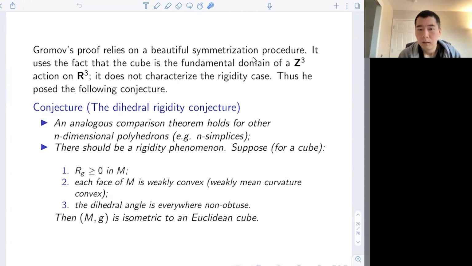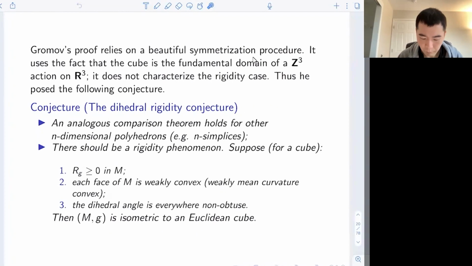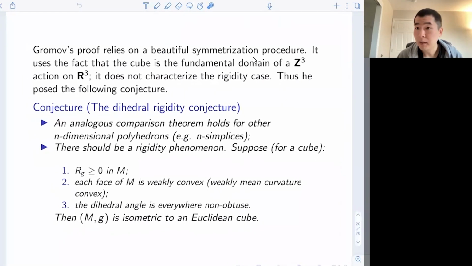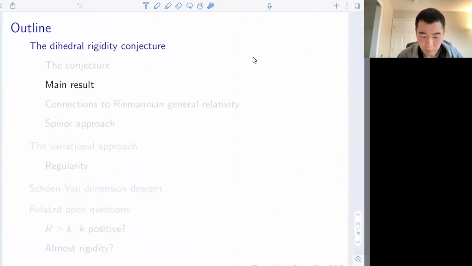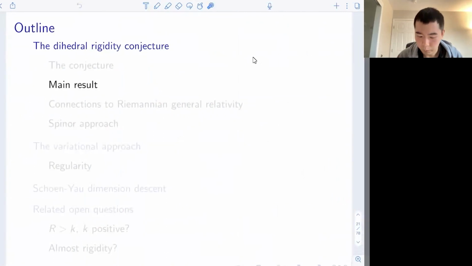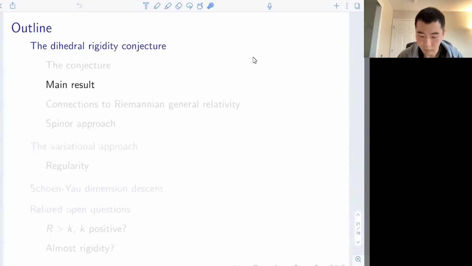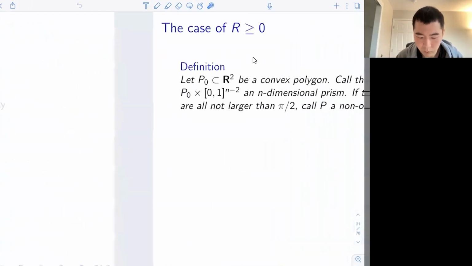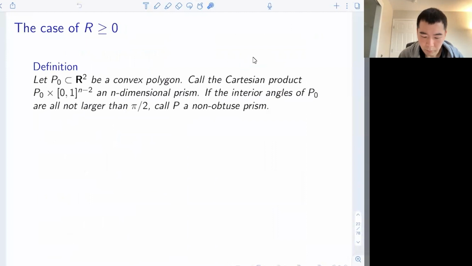Okay, then of course you can also formulate this rigidity conjecture for other polyhedral types like a prism or a simplex. Okay. All right, so this is basically the theorem that we will talk about in this lecture. So let me maybe tell a little bit about what people know at this moment and what I was able to do in this direction.